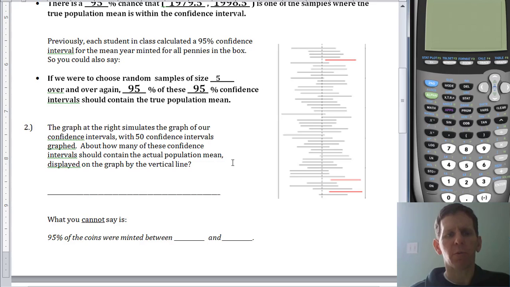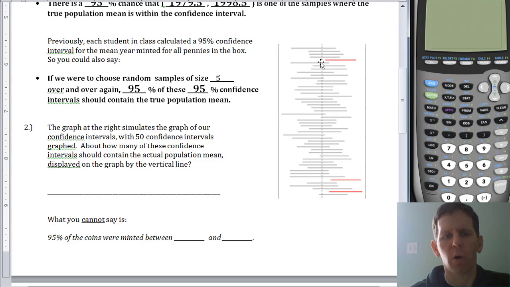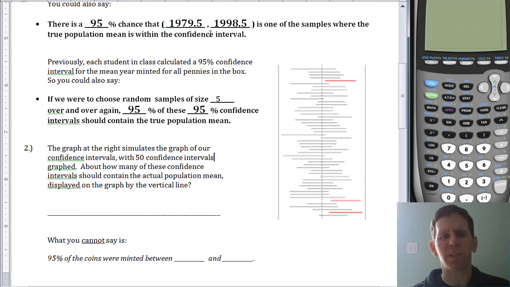So the graph at the right simulates our graph of our confidence intervals that you made in class, with 50 confidence intervals graphed. About how many of these confidence intervals should contain the actual population mean displayed on the graph by the vertical line? So what we would expect is that if these are 95% confidence intervals, 95% of them should contain the mean. Whatever the mean is, 95% of these lines, or 95% of these intervals, like this one, you should be able to get that mean, 1988, in between these.